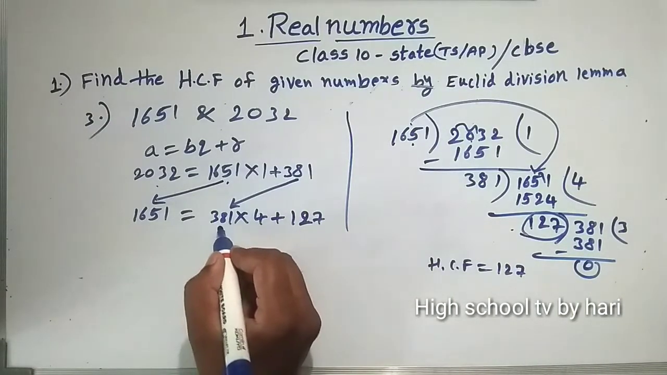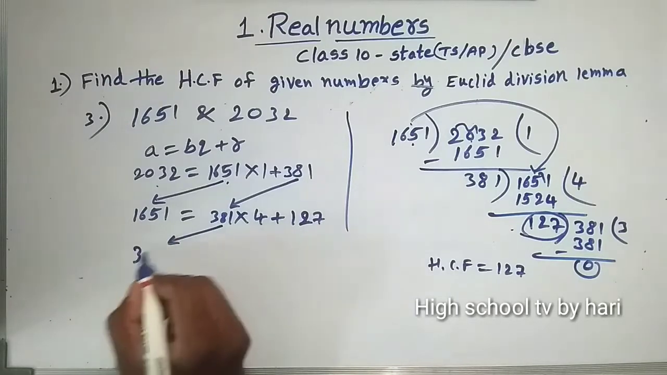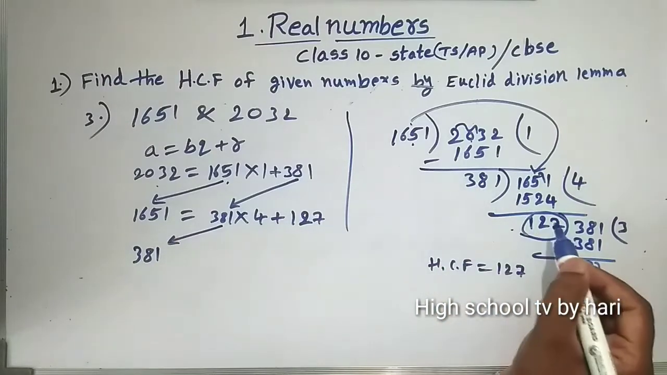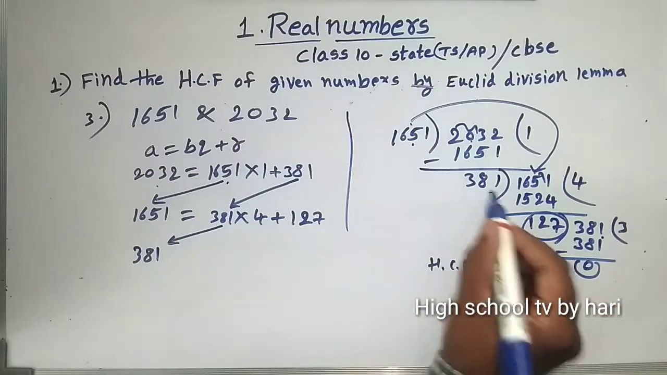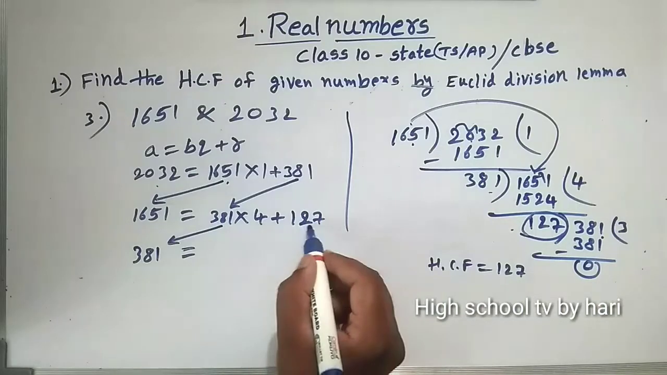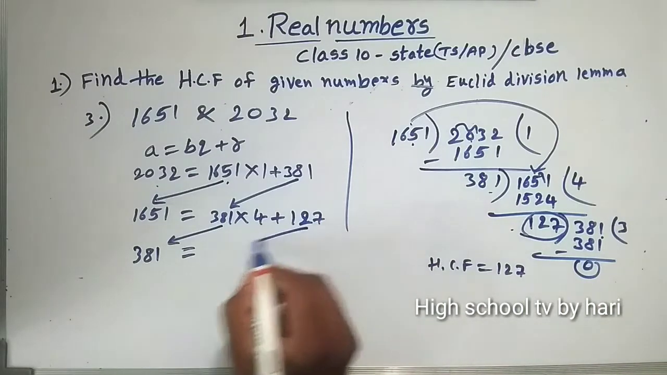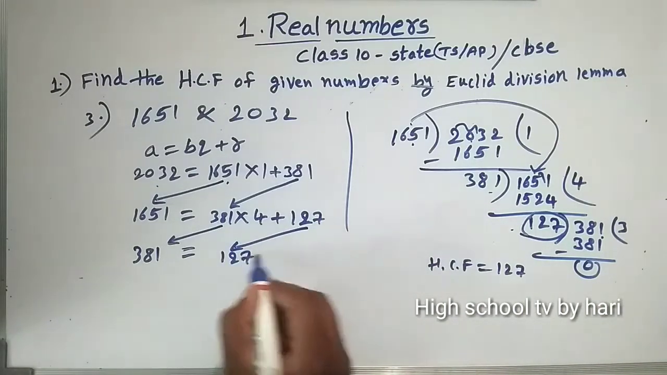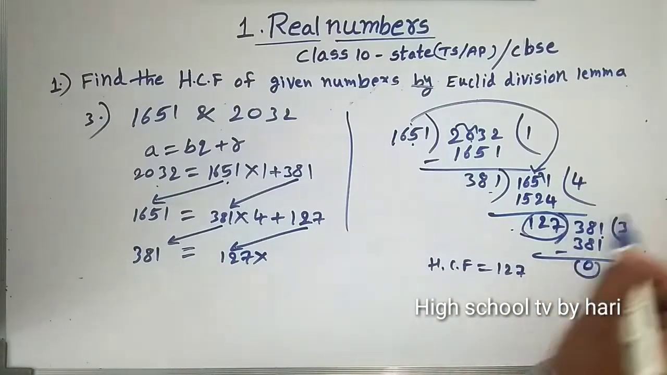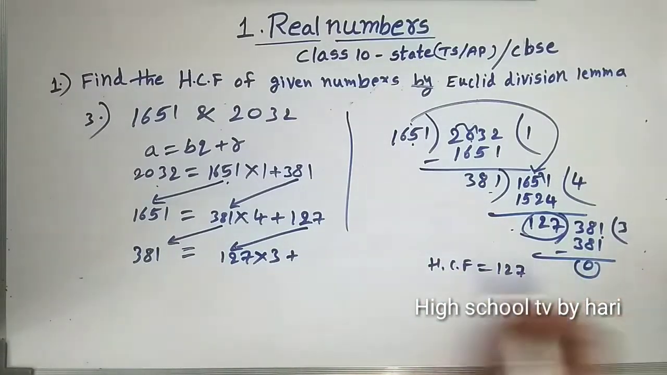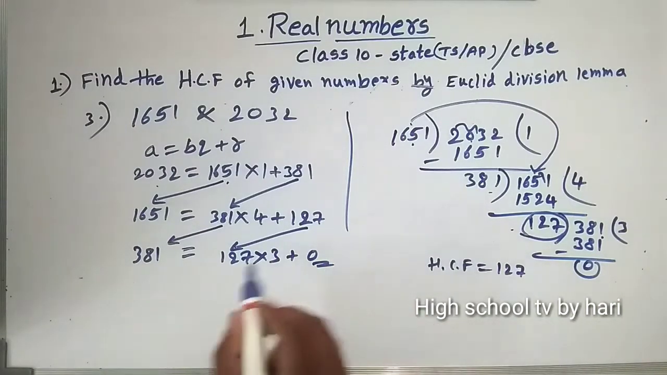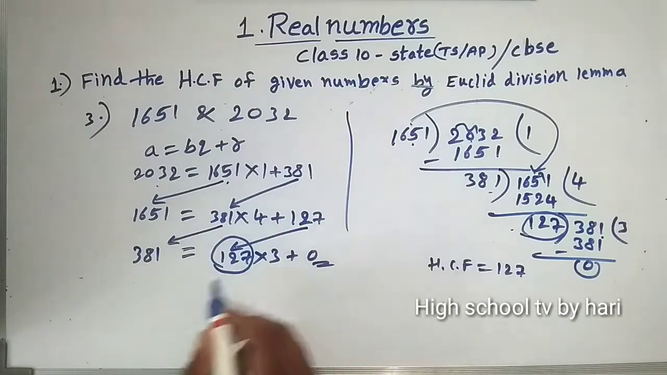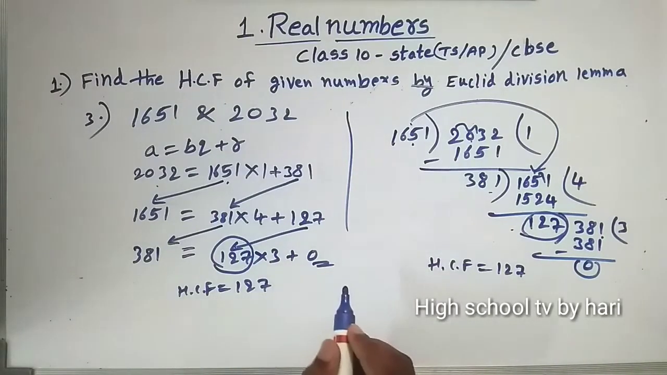This is the divisor now. Divisor becomes the dividend, 381 equals this remainder becomes the divisor, 127 into 3 plus remainder we got 0. HCF is completed. We cannot do further. So last divisor is this. This is the HCF. HCF equals 127.